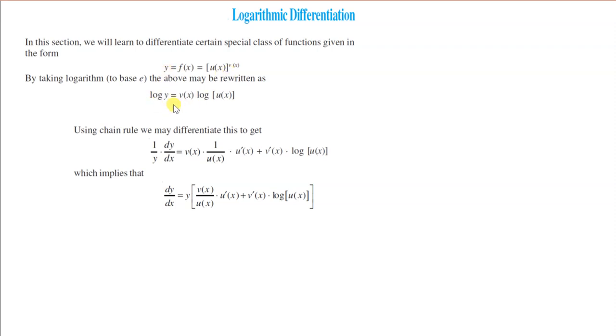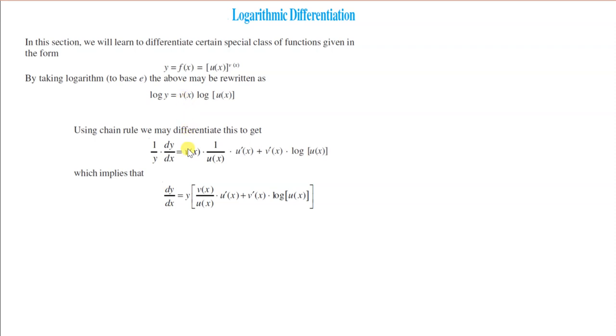Then it becomes log y equal to v(x) log u(x), because log of m to the power n is n log m. Now differentiate both sides with respect to x. We get 1 by y into dy/dx, because first of all you have to differentiate with respect to y, and then differentiate y with respect to x. And on the right hand side we use the product rule.